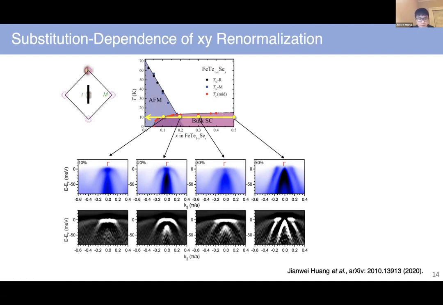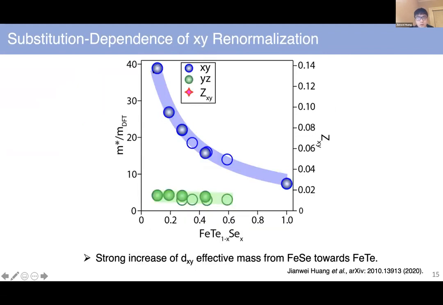First, let's take a look at the DYZ orbitals. We find that the effective mass of the DYZ orbitals does not change much. But for the XY orbitals, we find a much stronger effective mass towards the iron tellurium end. We plot our fitting results here, and indeed we find a divergent behavior of the effective mass enhancement towards this iron tellurium end.